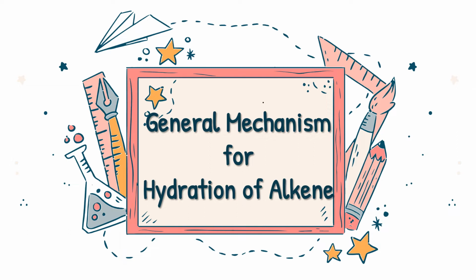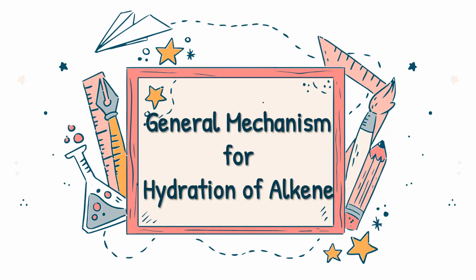Now, let's take a look at the general mechanism for hydration of alkene. For hydration of alkene, there will be 3 steps of reaction. The first step is the formation of the carbocation. Step 2 is the formation of protonated alcohol. And step 3 is the elimination of proton. And our hydration of alkene is actually the reverse process of the dehydration of alcohol. In dehydration of alcohol, daripada alkohol kita jadikan alkene. But in hydration of alkene, from the alkene, kita akan hasilkan semula kita punya alcohol.